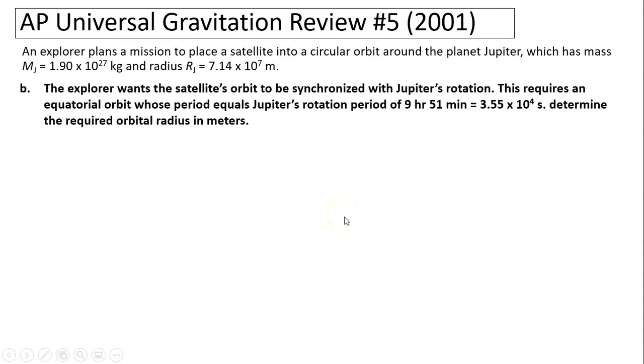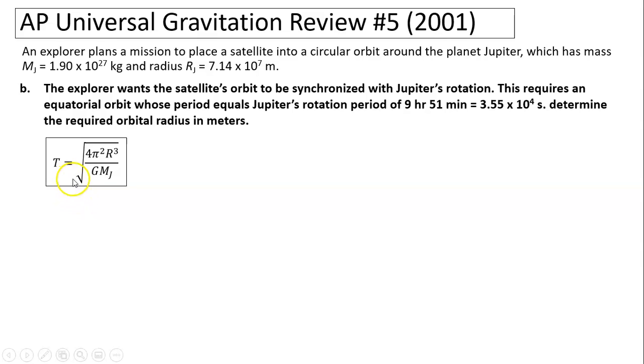Question B. The explorer wants the satellite's orbit to be synchronized with Jupiter's rotation. This requires an equatorial orbit whose period equals Jupiter's rotation period of 9 hours and 51 minutes, which equals 3.55 times 10 to the 4 seconds. You need to determine the required orbital radius in meters. Remember, this radius is different from rj. It has to be above the surface of Jupiter.